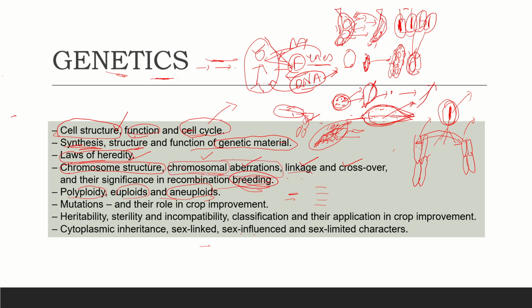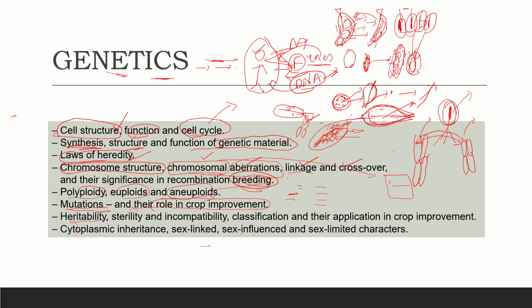See, this is a term. They will directly take this term and ask in the examination, what are chromosomal aberrations and what are the types of chromosomal aberrations? Explain with diagrams. This is what they will ask. And next, mutations. Mutations means nothing but changes, and their role in crop improvement.